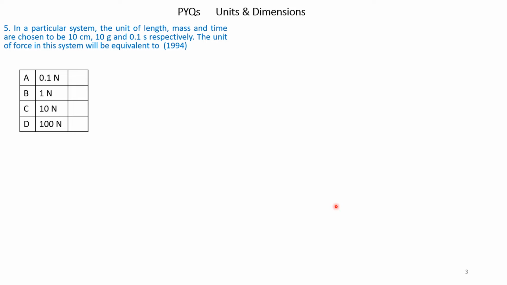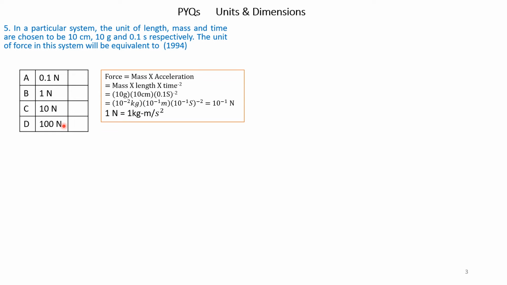Question number. Units of length, mass and time are chosen to be 10 centimeters, 10 gram and 0.1 second respectively. The unit of force in this system will be equivalent to. So we are required to find the unit of force in this system. Four options are given. Option A, 0.1 newtons. Option B, 1 newton. Option C, 10 newtons. And option D, 100 newtons.